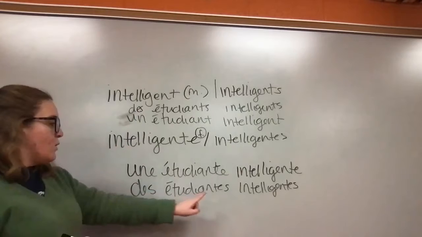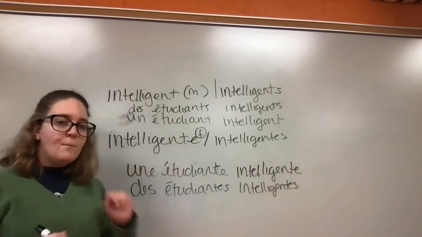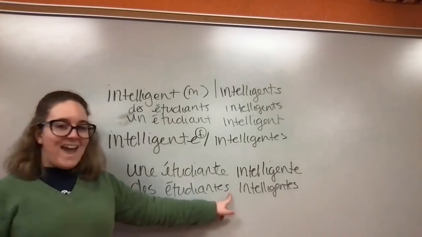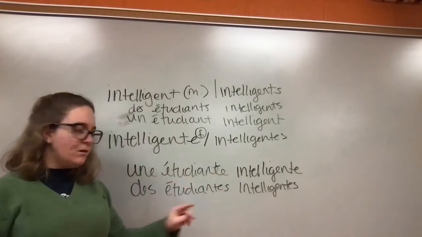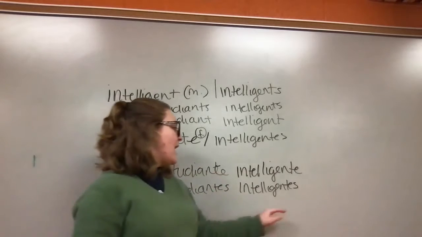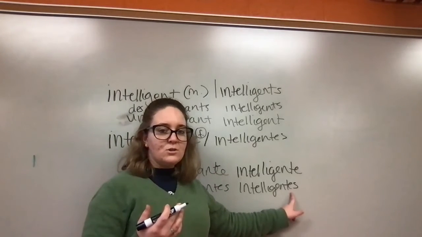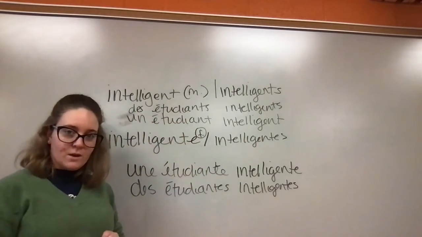All right, so we had E at the end of both of these when it was just feminine, but now because it's feminine and plural, we have an E and an S, okay? So remember, if it's plural and it's feminine, E and S. And then the same thing goes for our adjective. We have to add E and S to the end of our adjective so that we have agreement, okay?